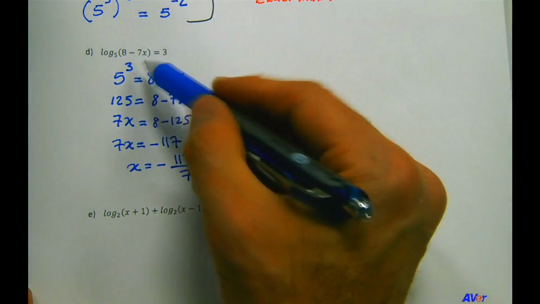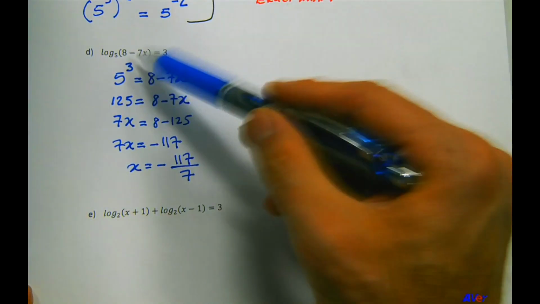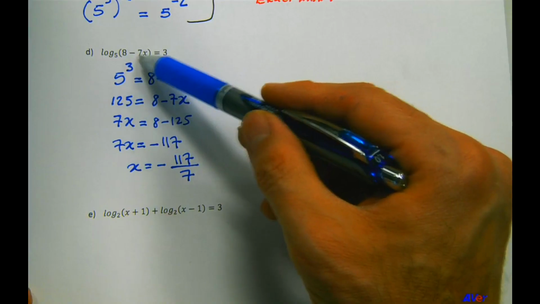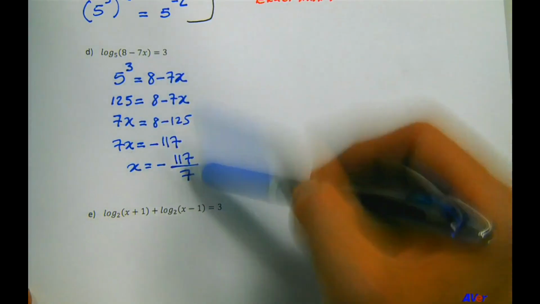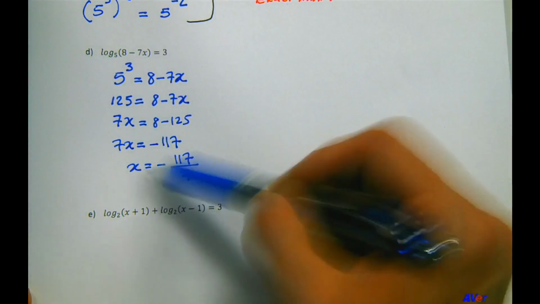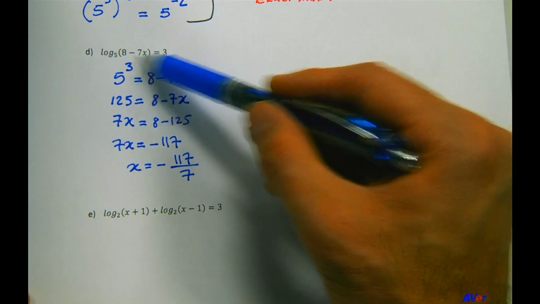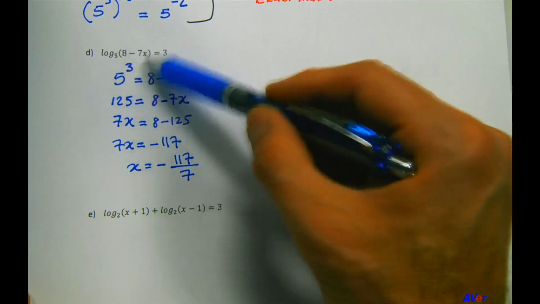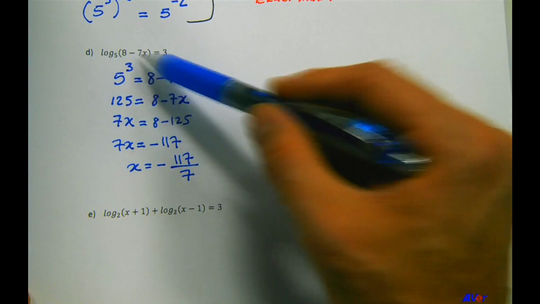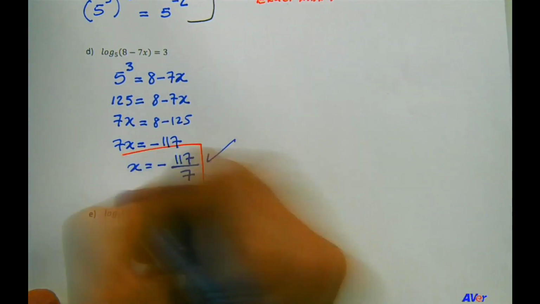Let's check that in this equation. We must make sure that this number is within the domain of this log function. So when you plug this in here, you get positive 125, right? If you plug for x in this argument, then add the result to 8, you get 125 inside here. So it's okay to accept.